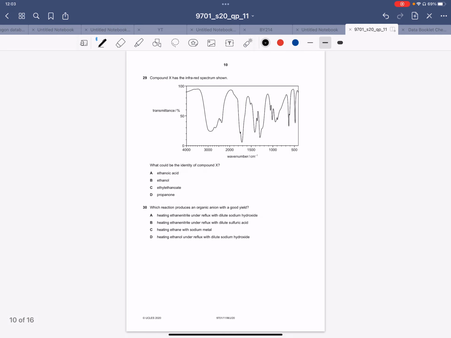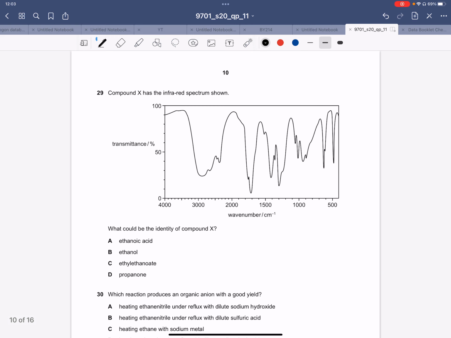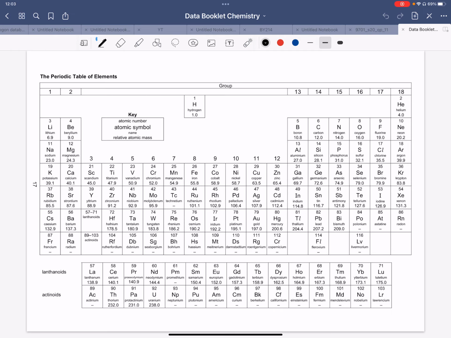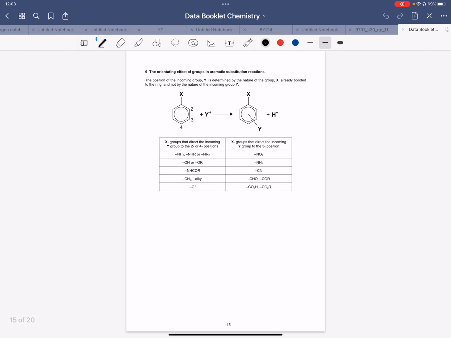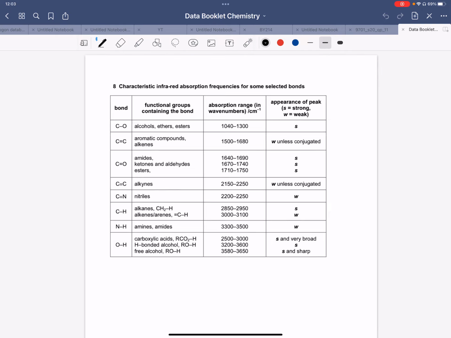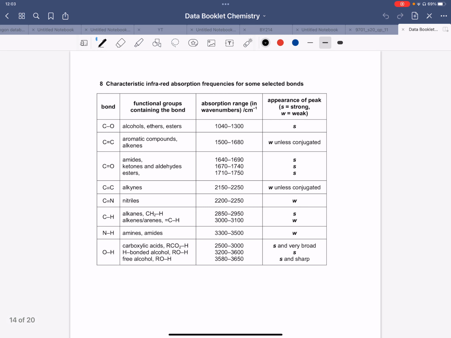All right, question 29. We have our last 2 questions for this video. Compound X has the infrared spectrum shown. Okay, and then we're asking the identity of compound X. So the first thing is you probably need a data booklet for this. So here, let's figure out where it is. It should be this one right here. So this is, I believe, page 14 on your data booklet.